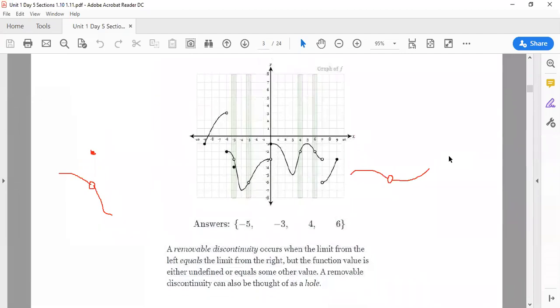So the answer was x equals -5, -3, 4, and 6. The reason it wasn't here is these are all jumps. This is a jump. This is a jump. Even both of these are holes. It's a jump. So these are all removable. The limit exists and does not equal the function value. So that's pretty much the reason. All right, good warm-up. Moving on.